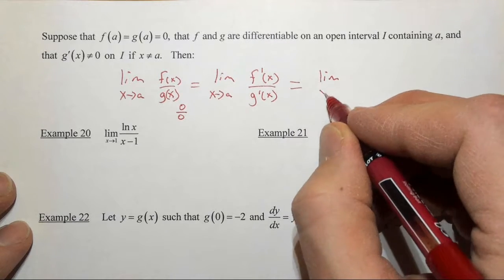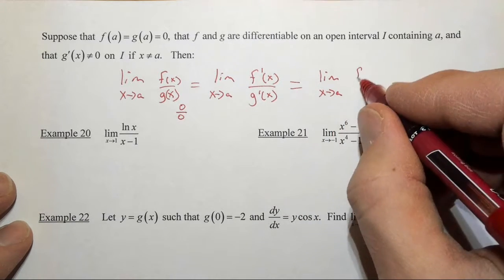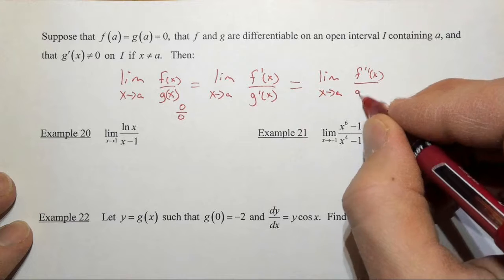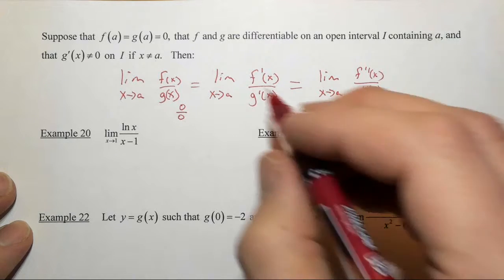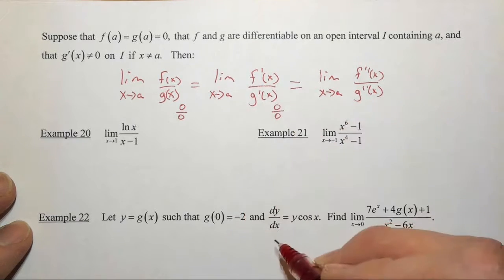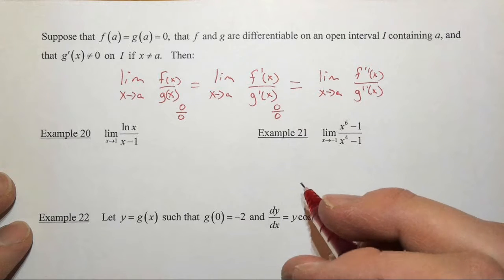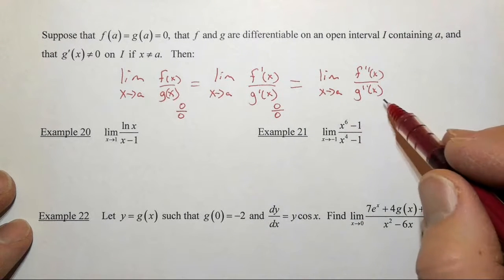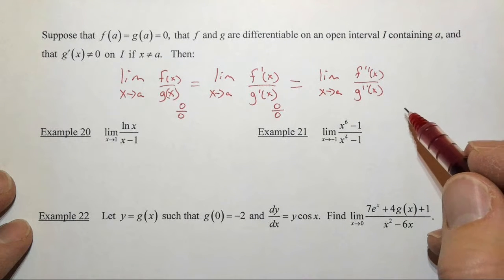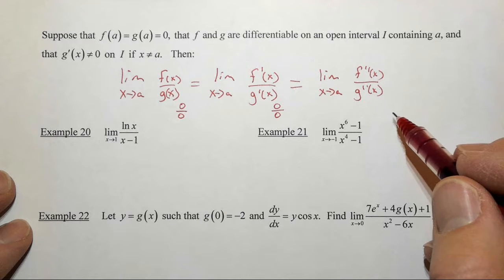This is equal to the limit as x approaches a of f double prime of x over g double prime of x, if this still happens to be 0 over 0. And it will go on and on and on. As long as you get 0 over 0, you can just keep deriving until you no longer get 0 over 0. That's L'Hopital's rule.